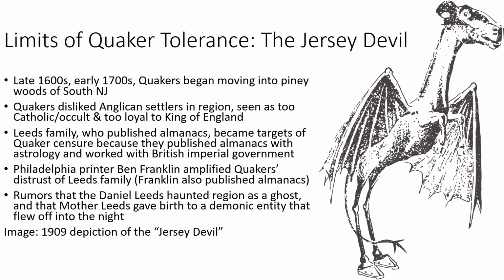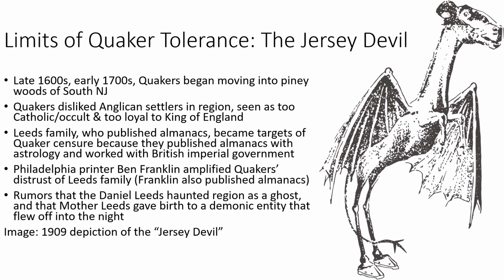And this whole issue with the Leeds family and with almanacs was really in some ways blown up by a young printer named Benjamin Franklin, who was not a Quaker and not a superstitious person by any stretch of the imagination. He was basically at this point in his life a deist if you read his autobiography. He actually kind of exaggerated the story. That way he could sell more of his own almanac, Poor Richard's Almanac it was called.